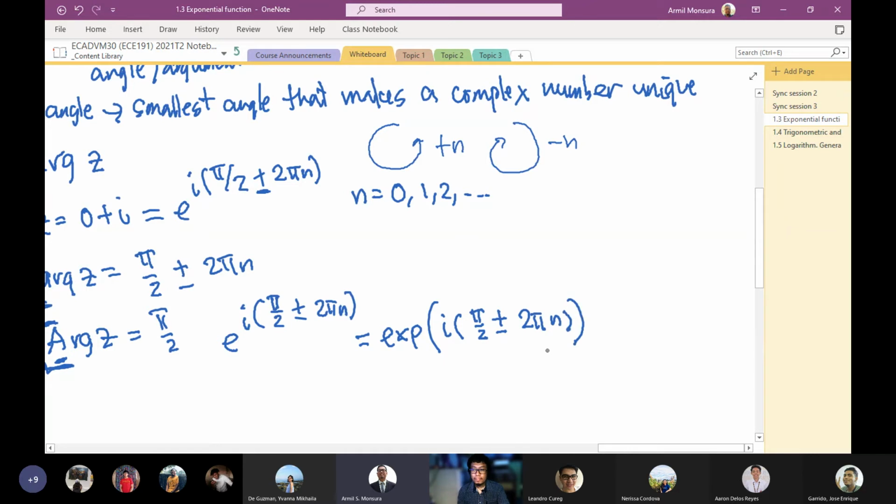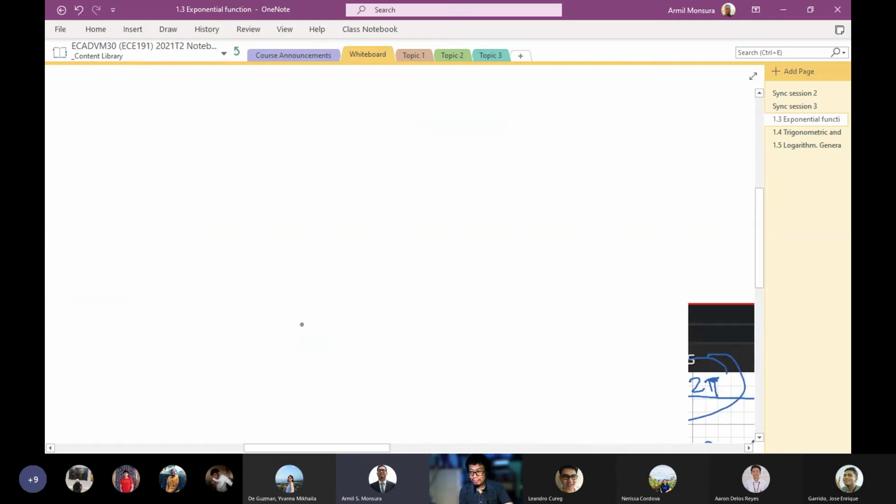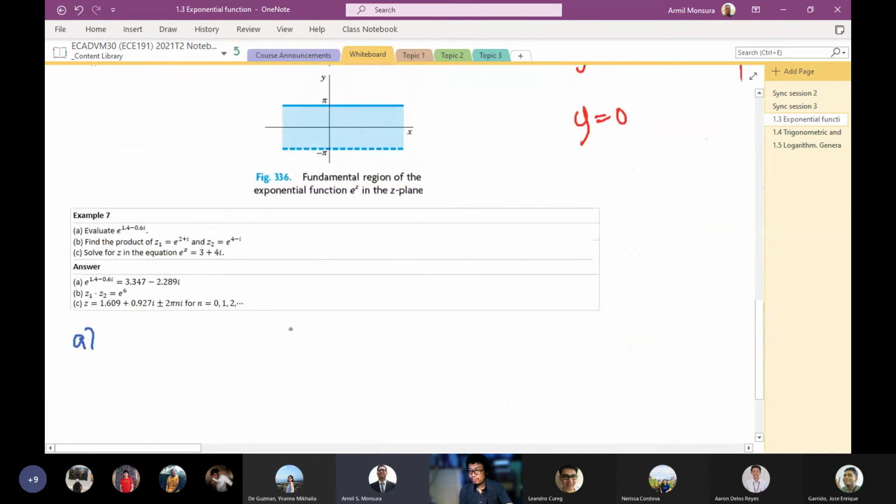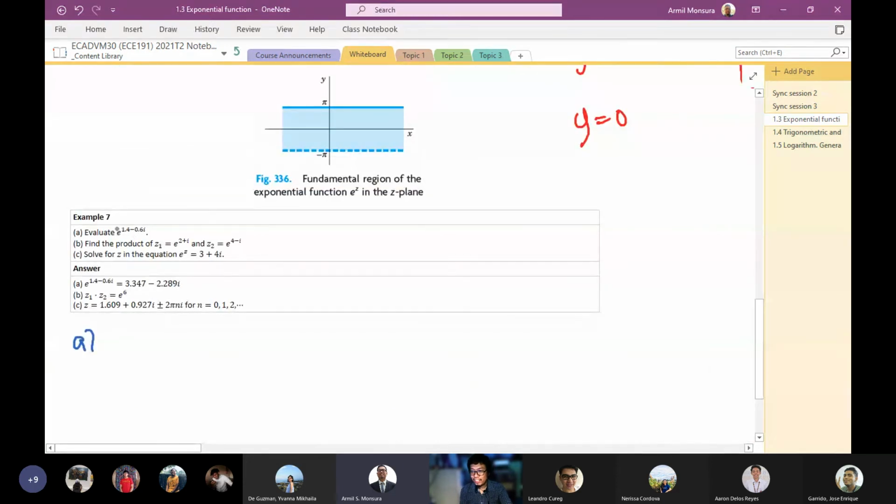Okay? So this one or this one are acceptable notations for your exponential function. Take note lang na hindi ko lang siya naisusulat dito ng tama, pero exponent ito. So ibig sabihin, itong yung e raised to 1.4 minus 0.6i. Pag tinype ko ng tama yan, ito yung result niya.